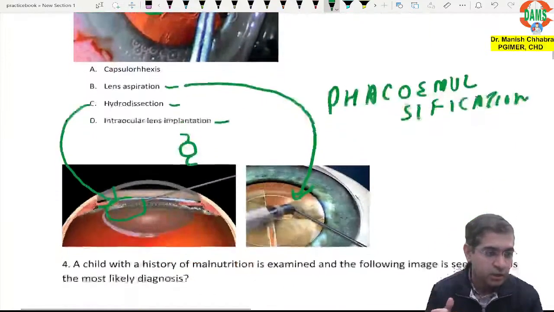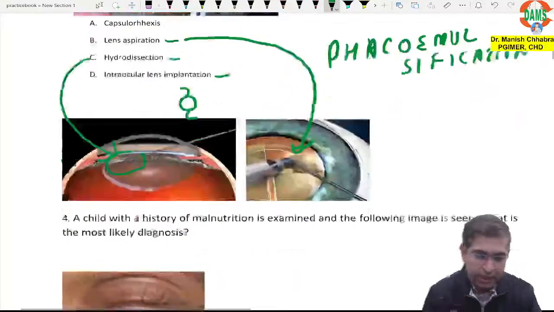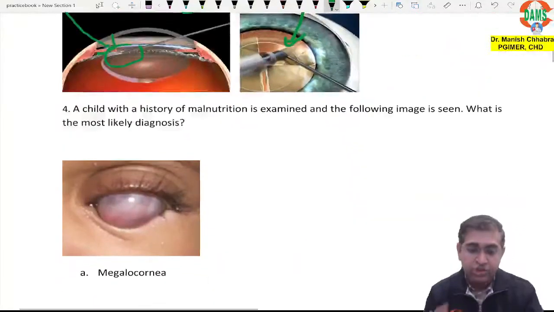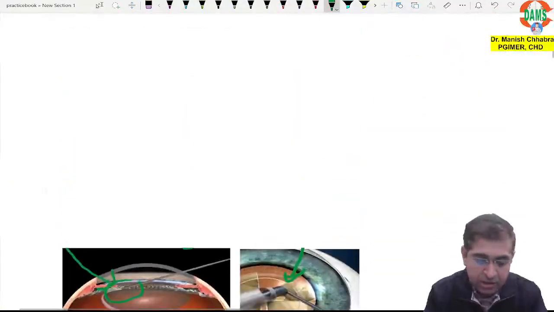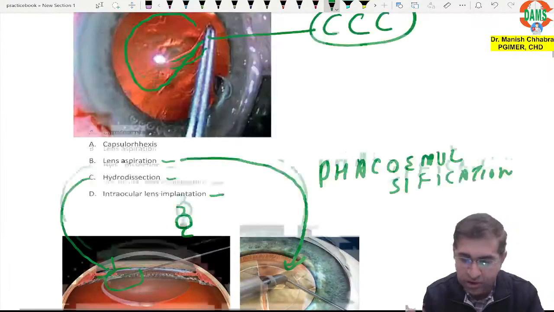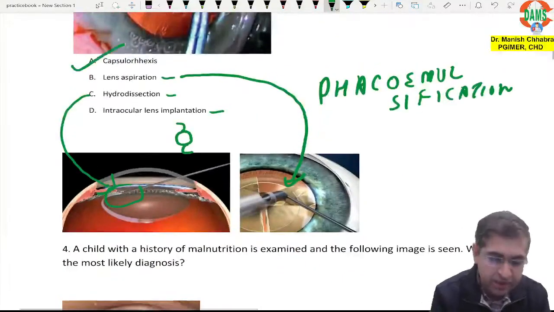Okay, now, next is a child with a history of... so the answer to this question is rhexis. You are all aware of this, right? So we will mark on the capsular axis.